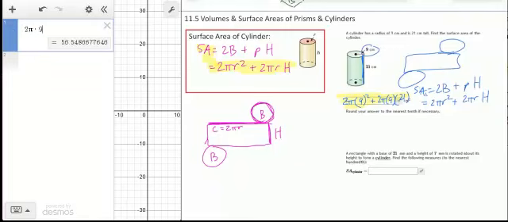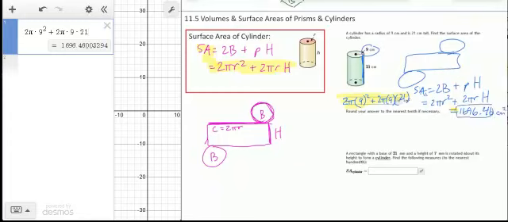And if I was doing the full calculation itself, I would get 1,696.46, rounded to 2 decimal places. The units here are square centimeters. It's a 2-dimensional measurement. Surface area is just an area. And so those would be your 2 possible solutions.